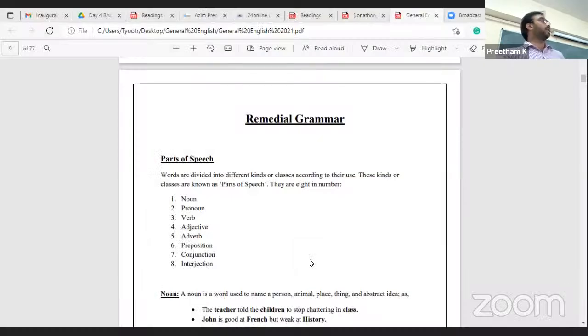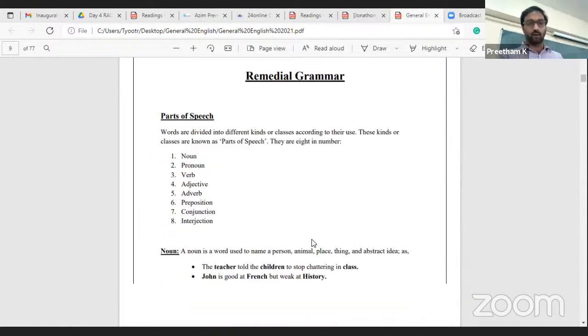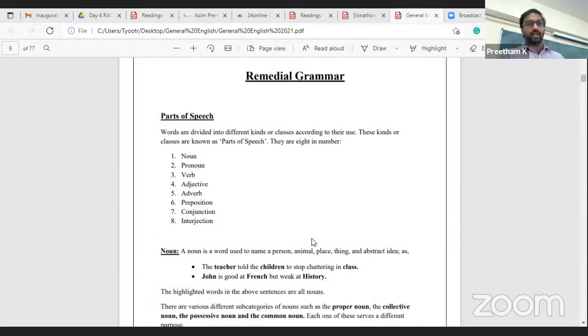Okay, today we will start with the remedial grammar. In the previous class, we discussed in general about remedial grammar. I informed you about the parts of speech and other aspects. Now, in general, the other day I discussed. Now we'll focus in depth. Okay, remedial grammar, parts of speech.